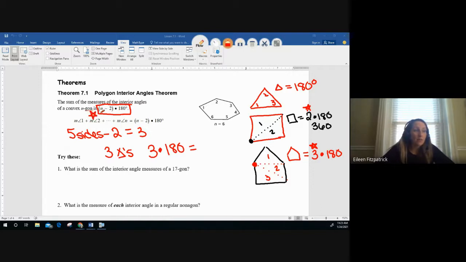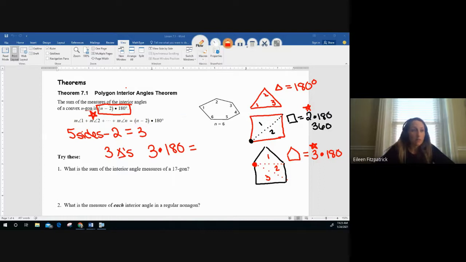N stands for the number of sides. However many sides the figure has, you subtract 2. That's how many triangles you would break it into if you were to draw all the diagonals from one vertex. And then once you know how many triangles, you multiply that by 180. Okay, so again, this is to find the sum of all the interior angles.